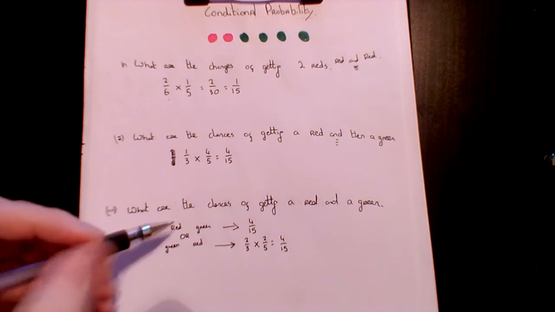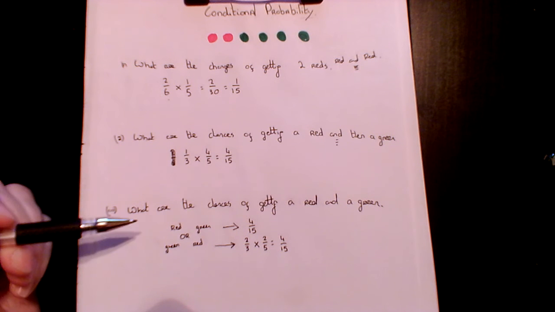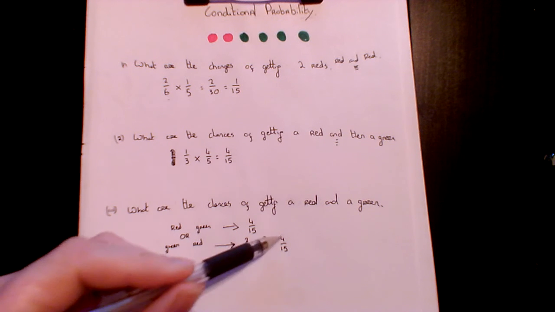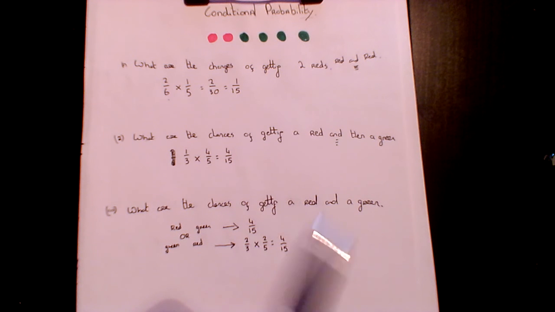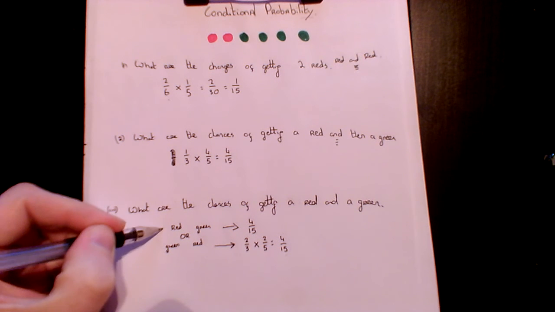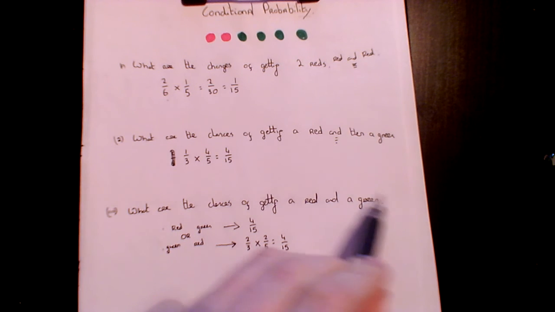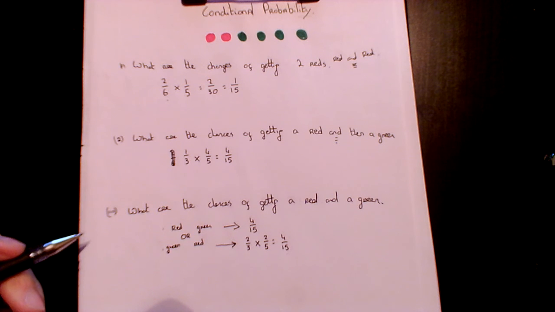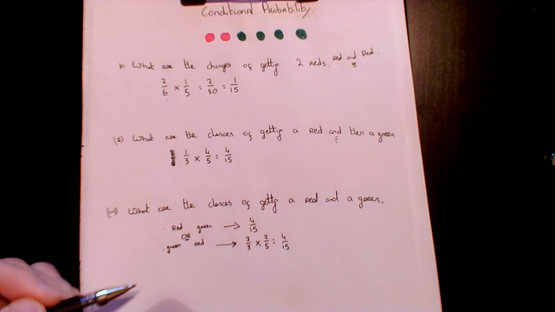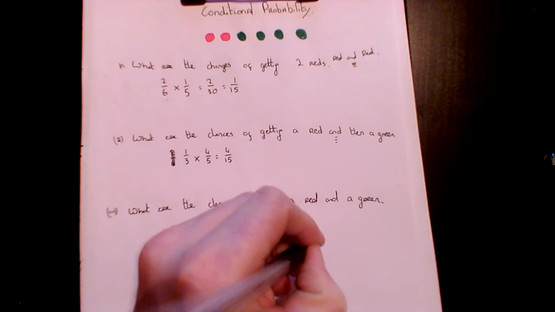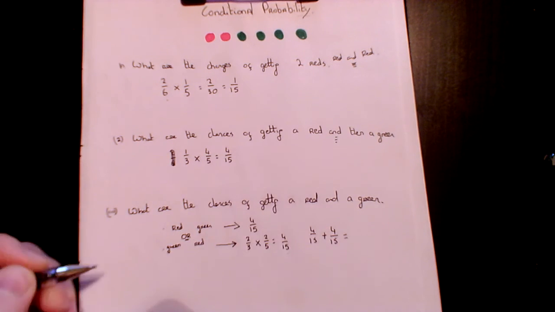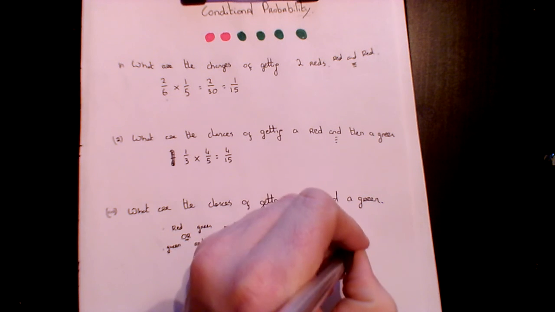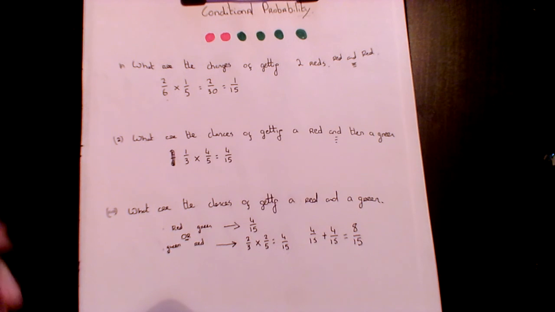Now just have a think. That's our chances of getting a red and a green. That's our chances of getting a green and a red. We're asked what's the chances of getting a red and a green, but in any order. So if we get this or this, it'll satisfy this question. And look, or, so 4 out of 15 or 4 out of 15 should give me 8 out of 15.